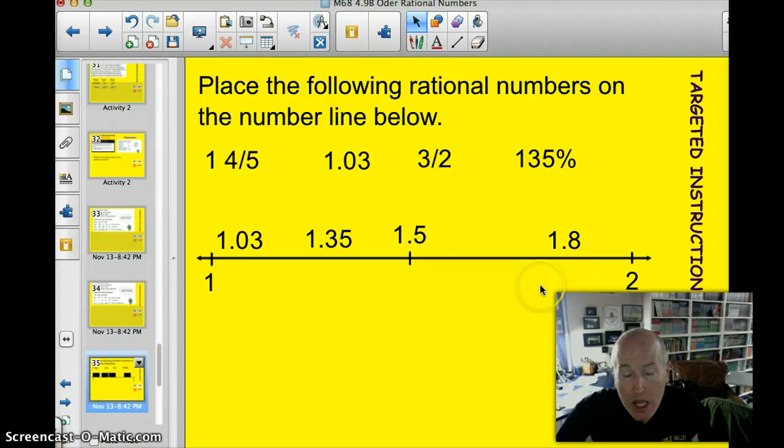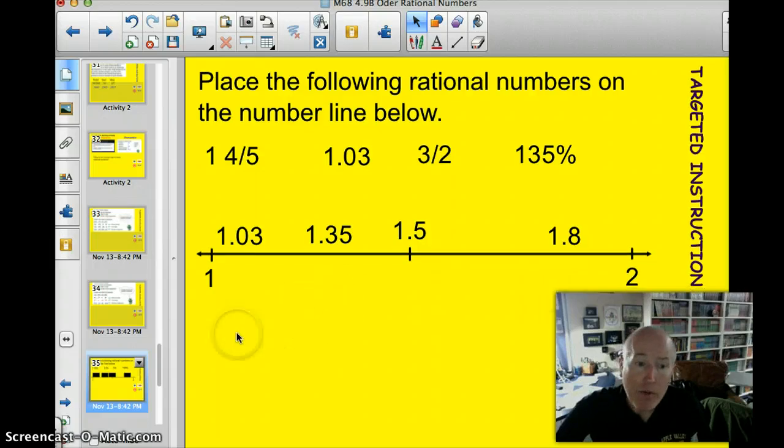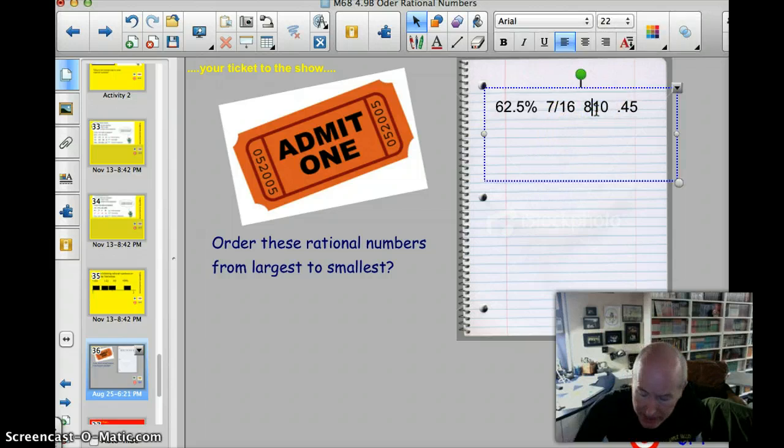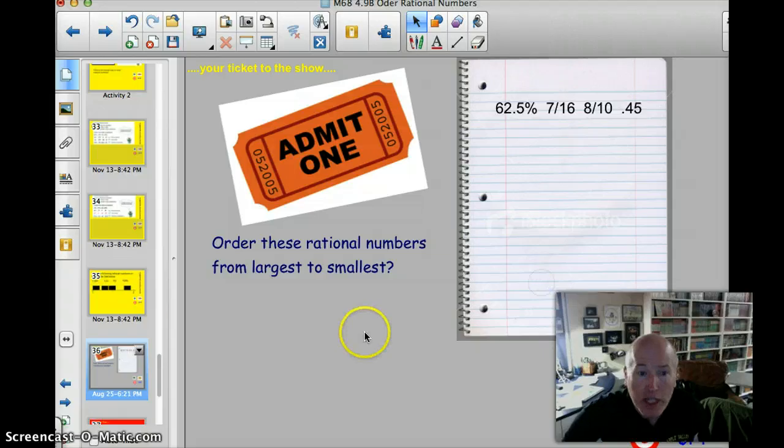All right? Very good. I think you're ready for the ticket to the show. For tomorrow, I'd like you to order these rational numbers from largest to smallest. 62.5%, 7/16, 8/10, sorry about that, and 0.45. Good luck. I'll give you a minute to write those down.